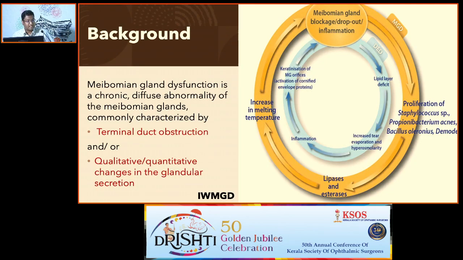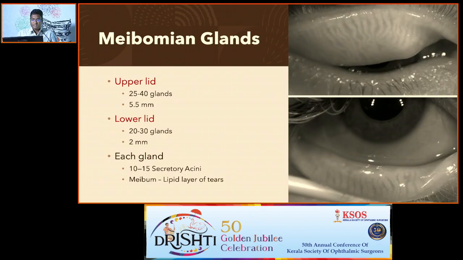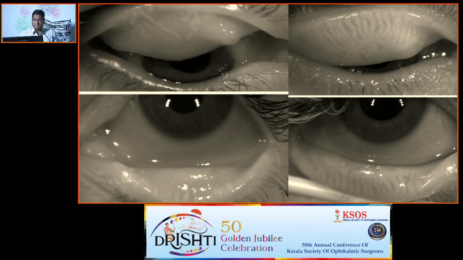Meibomian gland dysfunction is a chronic and diffuse abnormality of the meibomian gland, and it's commonly characterized by a terminal duct obstruction with a change in quality and quantity of the glandular secretion. This is how the meibomian glands look normally, the upper lid and lower lid. In the upper lid, you have 25 to 40 glands that are around 5.5 millimeters in length, and the lower lids are shorter with fewer glands, 20 to 30. Each gland has 10 to 15 secretory acini, and meibum is the lipid layer of the tears. This is how the gland loss looks in meibography.